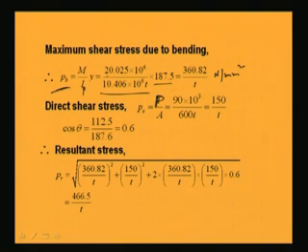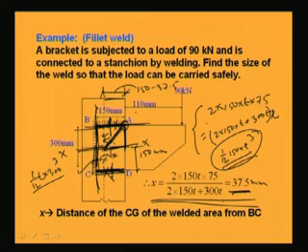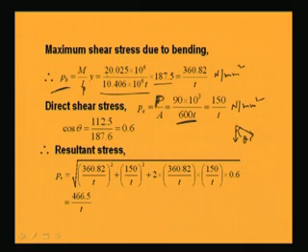Similarly, the direct stress due to the load is P by A. P is 90 kilonewton, so 90 into 10 cube by the area, which we found as 600 T. After calculating, we get 150 by T Newton per millimeter square. The angle theta between the two stresses can be found from the diagram itself. Theta is given by 112.5 by 187.5, which is 0.6.